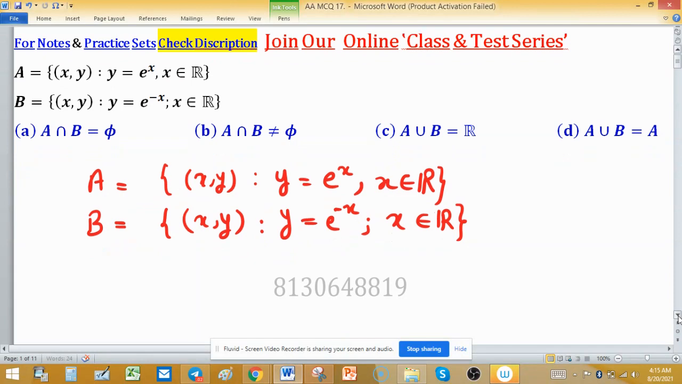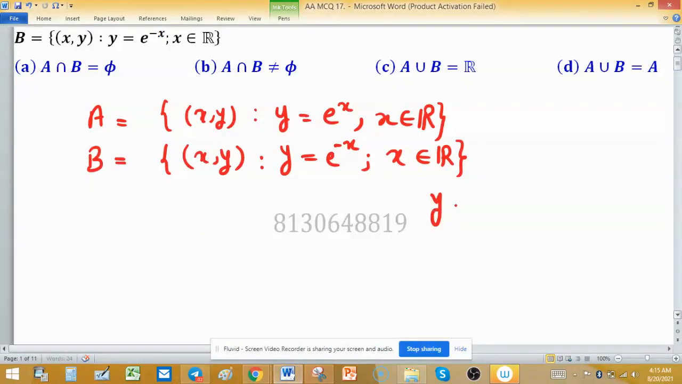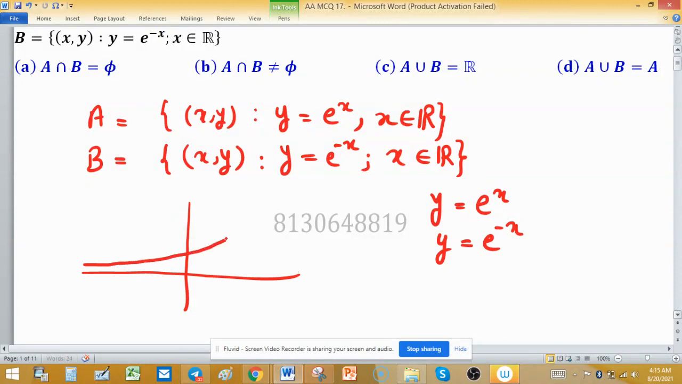If you know the graphs of y equal to e raised to the power x, and y equal to e raised to the power minus x, then you can answer this problem easily. Suppose this is your Cartesian plane, then this is the graph of e raised to the power x, and this is the graph of e raised to the power minus x. So only this is the point of intersection.